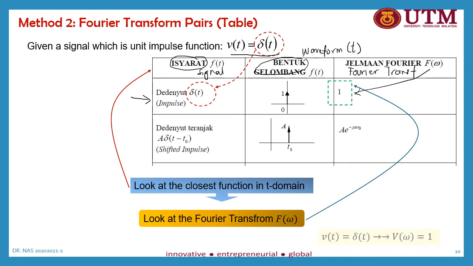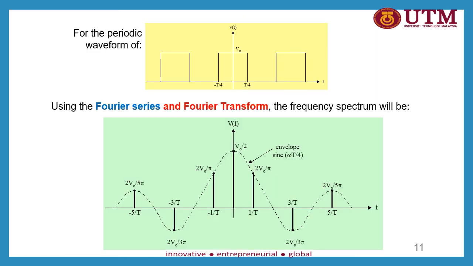Okay, so when you have a signal v(t) equal to delta(t), V(omega) equals 1. So it's the same as the first method. But still you need to understand the fundamental integration in order to get the Fourier transform. Okay, let's look at another example on a different shape of signal in time domain.